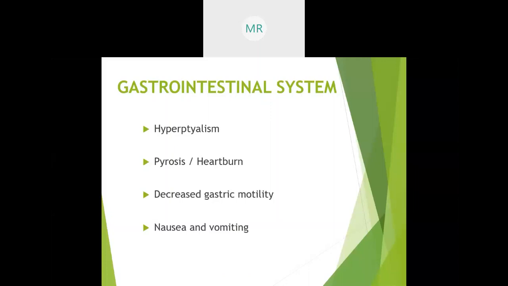Okay, we also have, part of the normal GI system, constipation, gas, flatulence. And this is all happening due to the displacement of the stomach and the slowed intestinal peristalsis. Then we have a decrease in gastric motility and also nausea and vomiting. And nausea and vomiting is very common during the first trimester.